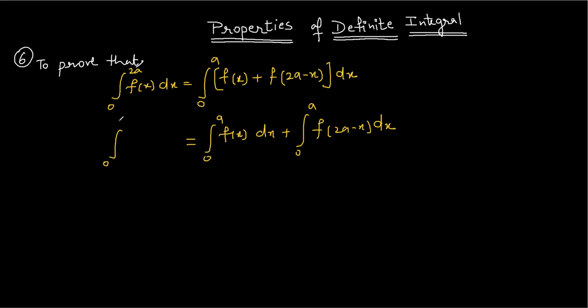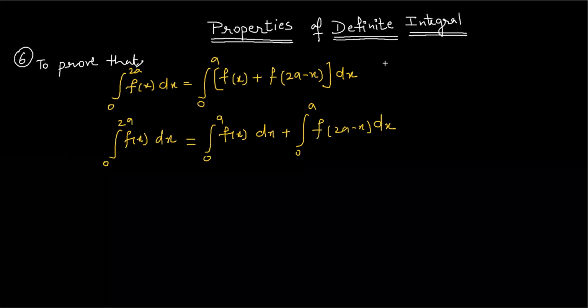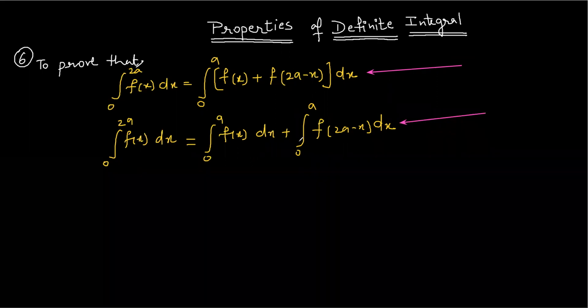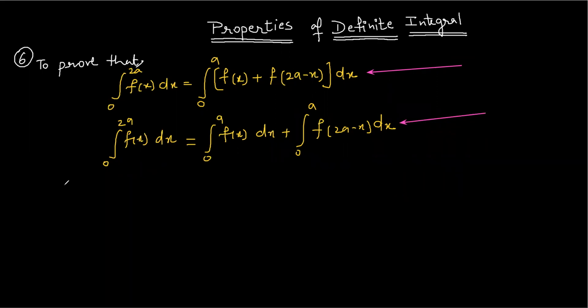So in order to prove 0 to 2a f of x dx is this, I will have to prove this. They are one and the same thing. To prove this is same as prove this. Here I have got a common integral and here I separated the integrals. So I will begin with my left hand side.